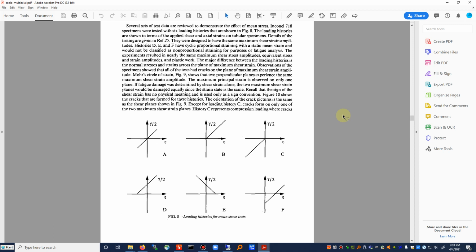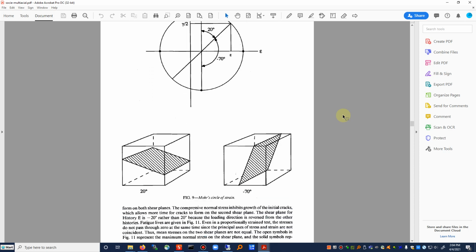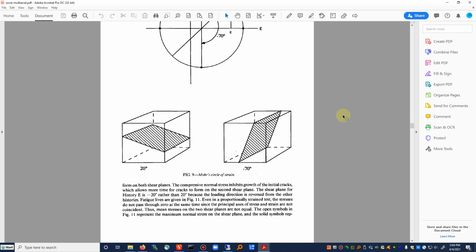Figure 10 shows that the cracks are formed for these histories. The orientation of the crack pictures is the same as the shear plane shown in Figure 9, except for loading history C. Cracks form on only one of the two maximum shear strain planes. History C represents compression loading, where cracks form on both shear planes. The compressive normal stress inhibits growth of the initial cracks, which allows more time for cracks to form on the second shear plane. The shear plane for history E is minus 20 degrees rather than plus 20 degrees because the loading direction is reversed from the other histories.